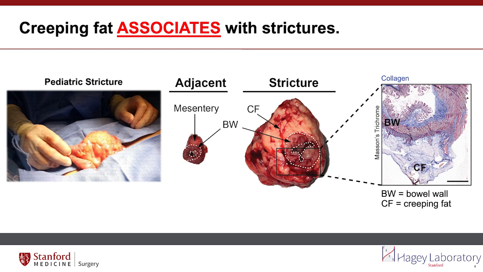And what you're seeing in the middle are now cross sections of adjacent uninvolved bowel as well as the stricture. And you can appreciate the significant expansion of that mesenteric adipose tissue around the bowel. And if we stain for collagen, as seen on the right, you can appreciate that there's significant collagen deposition in the bowel wall that is adjacent to the presence of creeping fat.